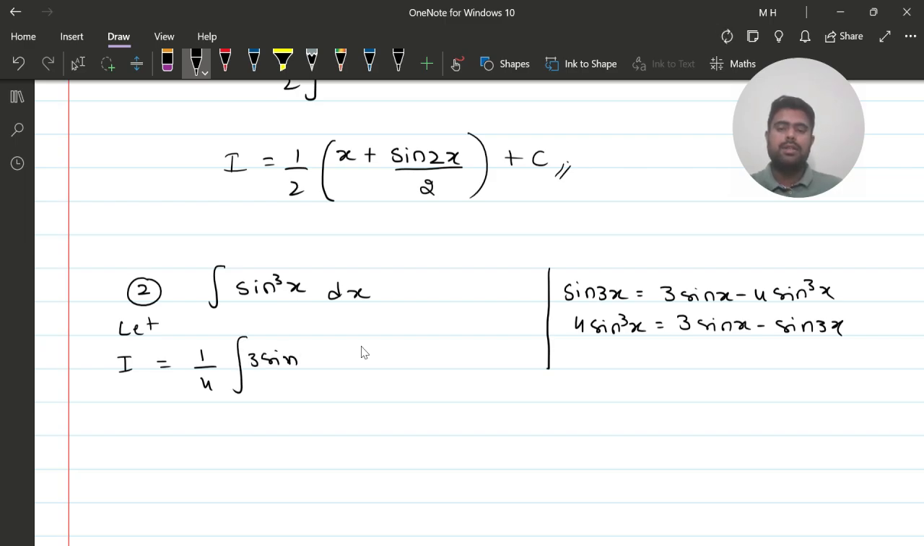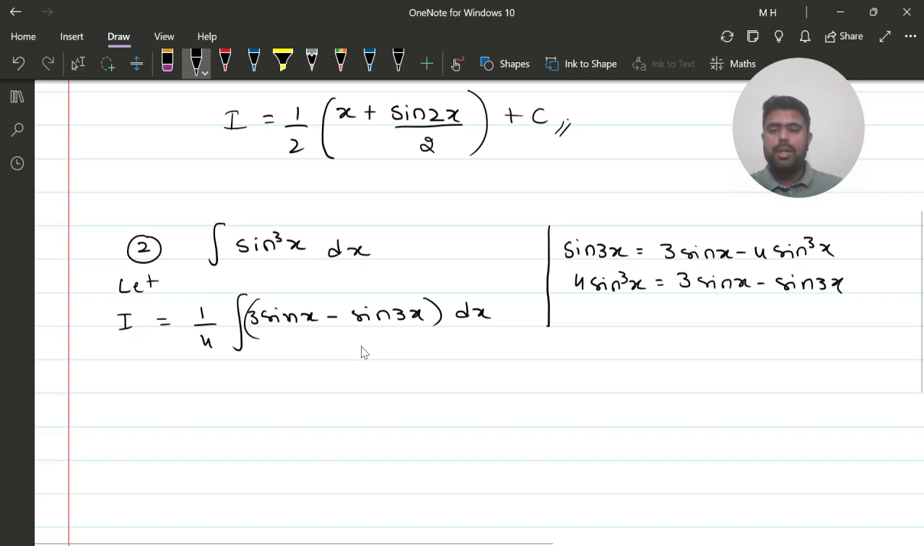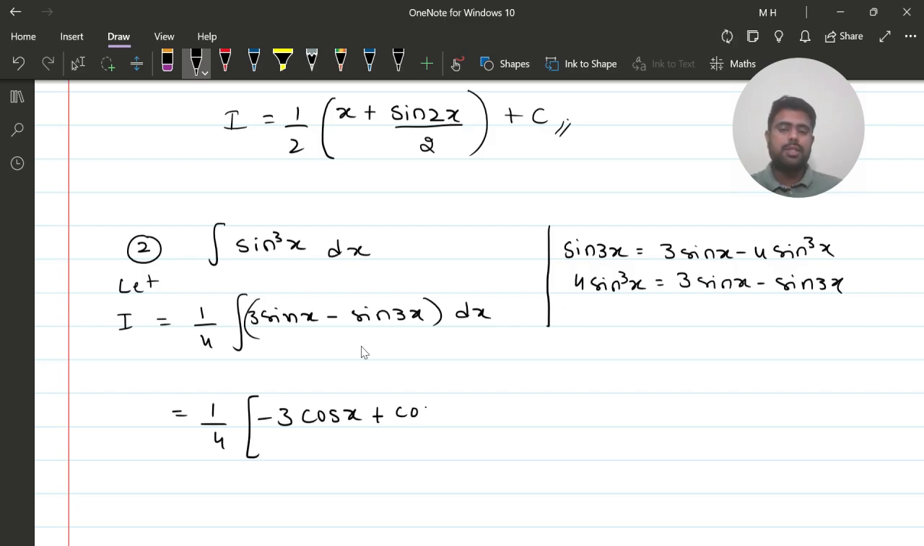3 sin x minus sin 3x dx. So now this will be equal to 1 by 4 times, what is the integral of, 3 will be constant. The integral of sin x would be minus cos x, right? Minus sin 3x, the integral minus cos 3x. So minus into minus is plus cos 3x. 3x the derivative is 3. In differentiation you used to multiply it with 3, here we will have to divide it by 3, plus c. So this is going to be the integral.